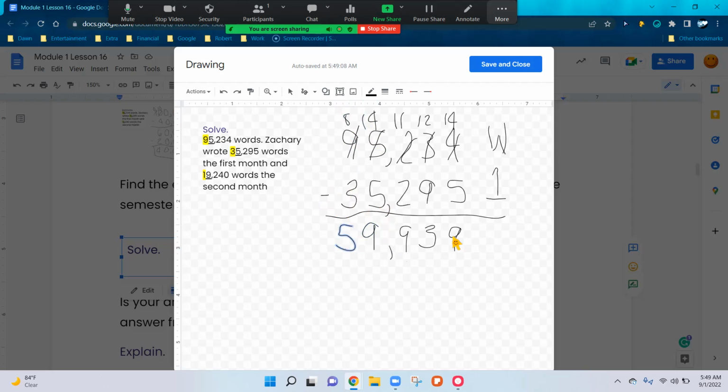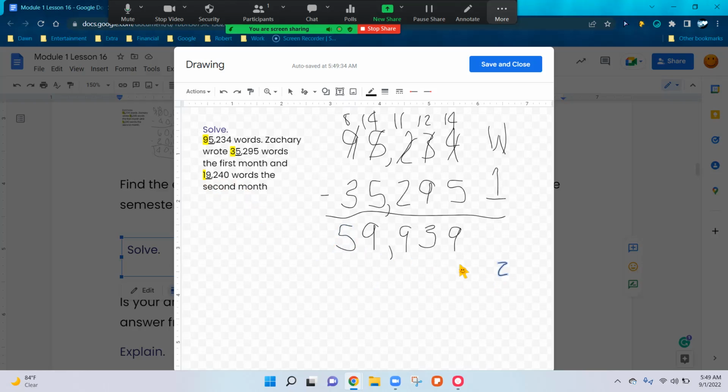Okay, now we're going to go ahead and subtract the second month. We got to be patient as we do this. It's easy. It's what you guys can do. Just make sure we regroup and we're paying attention to where we're taking from. So now we have 19,240 words for the second month. So right here, I'm going to put a 2 to remind me it's the second month.